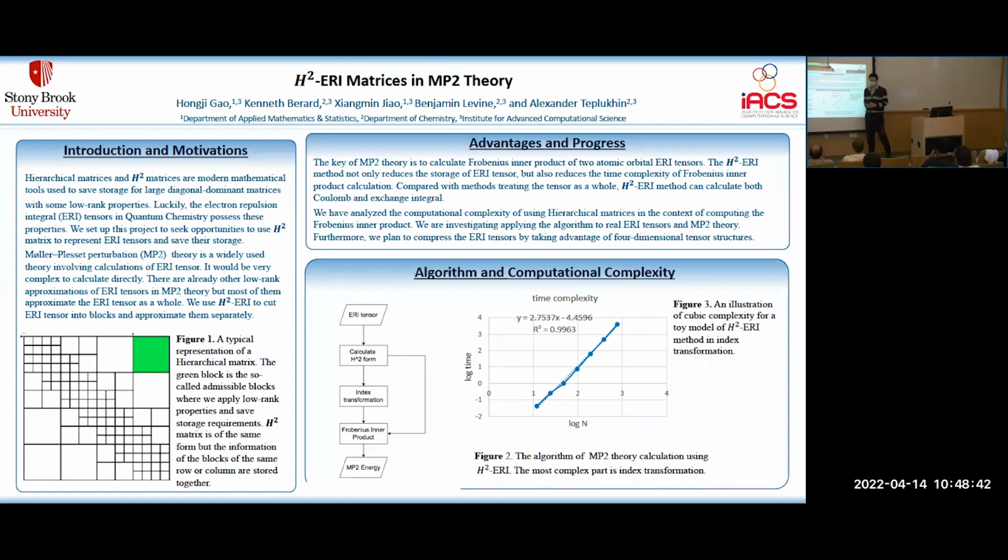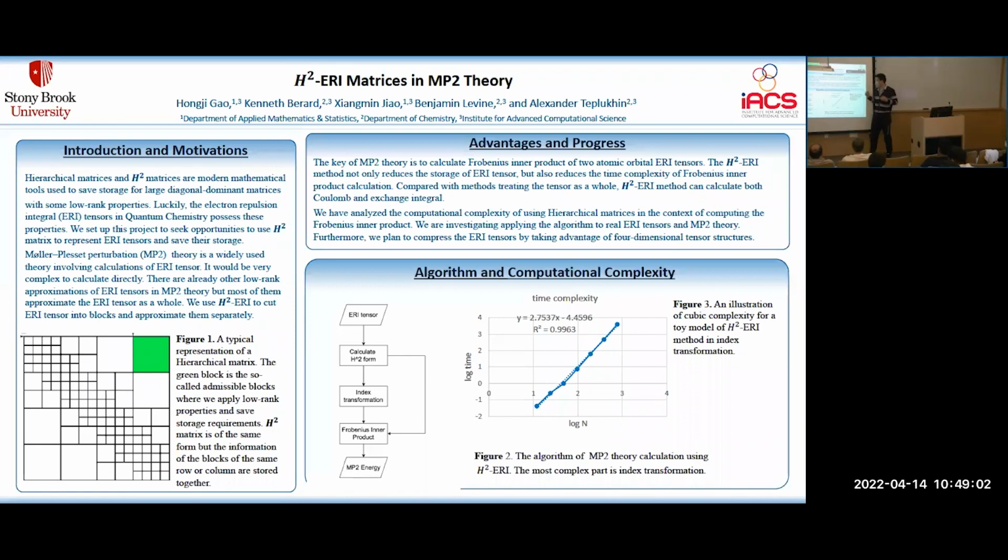There are also other approximating methods such as DF or THC. The difference is that in their methods, the ERI tensor is approximated as a whole, while in our method, we just cut it into smaller matrices and do low-rank transformation on these smaller blocks.